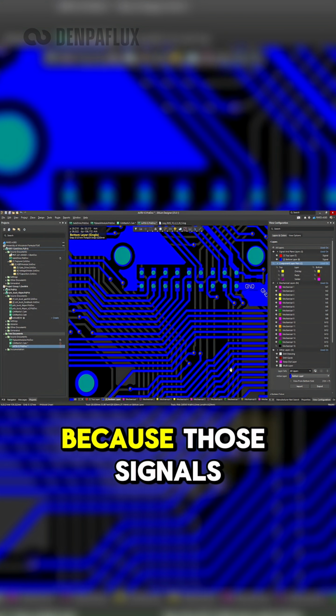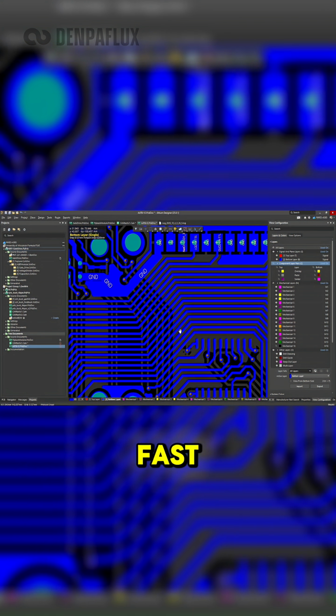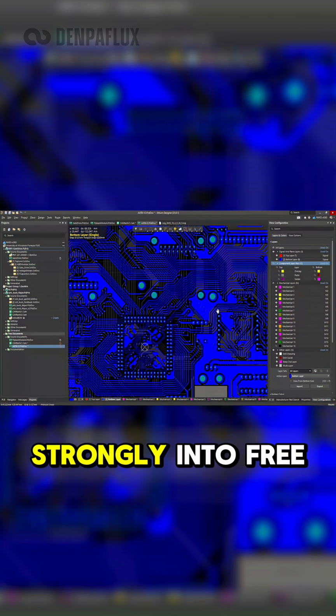If these traces are just carrying DC, it's fine, because those signals don't have any switching action. But if any of these traces are carrying a fast digital signal, like part of an SPI bus, fast GPIOs, or a PWM signal, they can radiate strongly into free space.